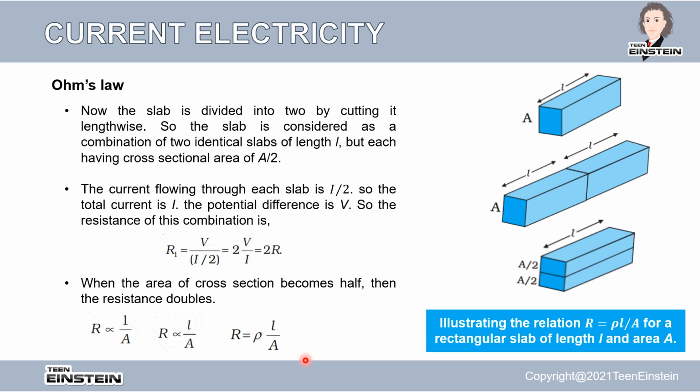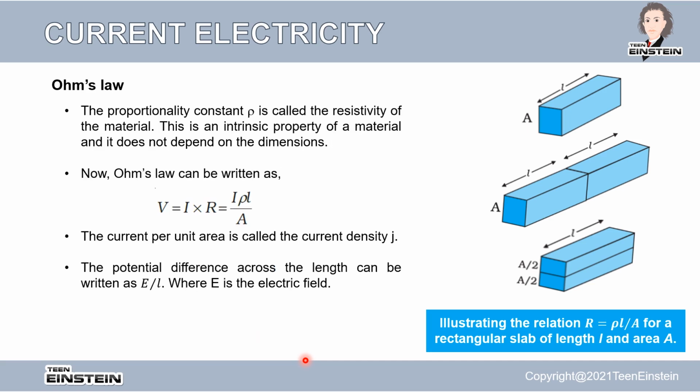the material. So resistivity here is an intrinsic quantity, unlike resistance. Resistivity is the intrinsic quantity of the material itself, and resistivity does not depend on length or area. But resistance depends on length and area, while resistivity is an intrinsic quantity. Now, the proportionality constant rho is called the resistivity of the material. It's an intrinsic property of the material and it does not depend on the dimensions.